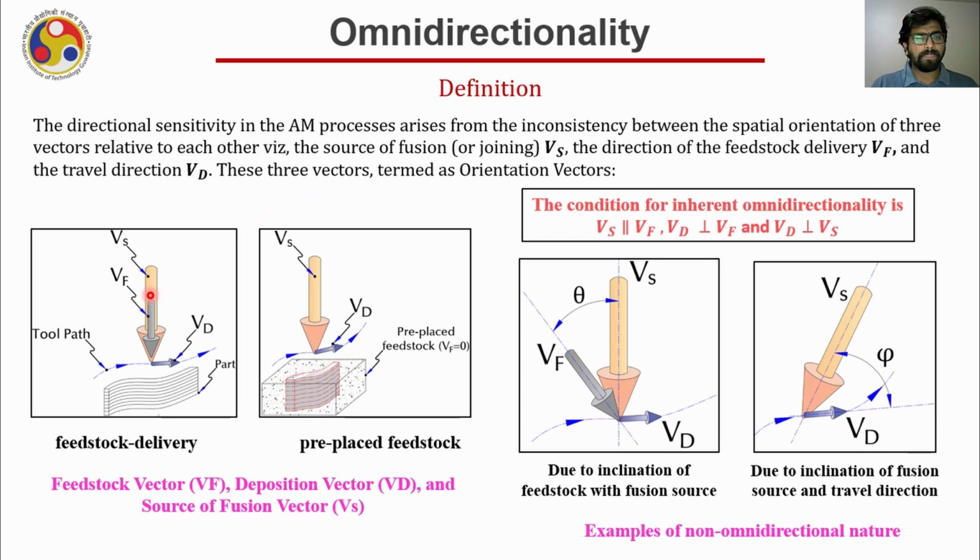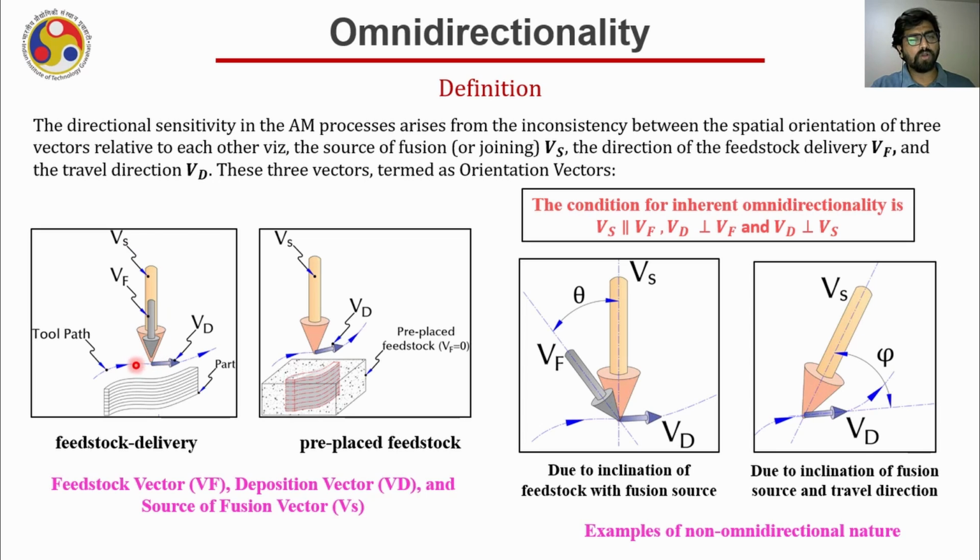So let me just show you. This is a particular example of MIG welding based wire arc additive manufacturing. Here you can see the vector Vs, which corresponds to the source of fusion, and Vf is the vector corresponding to the wire feedstock direction. We know that in the case of MIG welding, the Vs and Vf will remain collinear. It is because the wire which is coming itself will create the arc. Hence, the vector corresponding to the material feed and the vector corresponding to the energy source will be in line with each other, or they will be collinear.